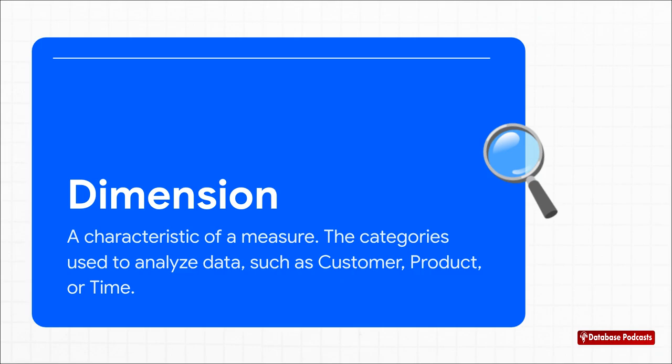But numbers by themselves are pretty meaningless. A sales total of $10,000 doesn't tell you much without context. And that's where dimensions come in. These are the categories we use to slice and dice our measures. We want to look at sales by customer, or by product, or over a specific period of time. Dimensions are what give our numbers meaning.